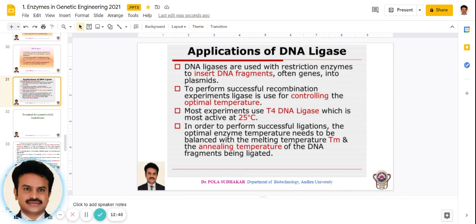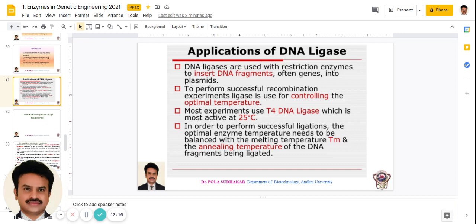Applications of DNA ligase enzymes. DNA ligase enzymes play an important role in genetic engineering. In the absence of DNA ligase enzymes, recombinant DNA technology cannot be successful. Genetic engineering experiments involve joining of DNA fragments to produce recombinant DNA molecules. Ligase enzymes are used in the joining processes.